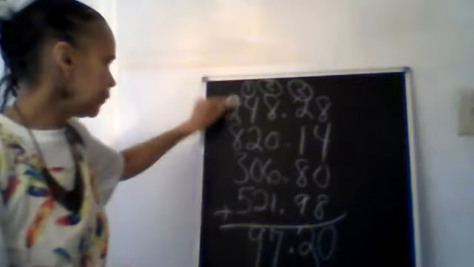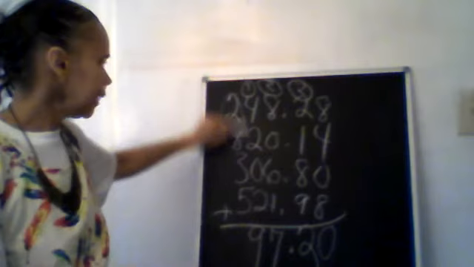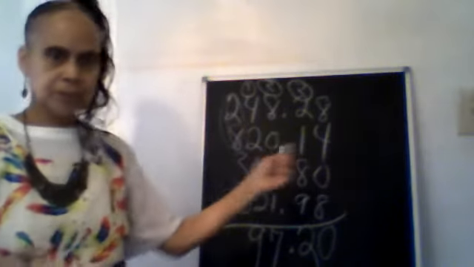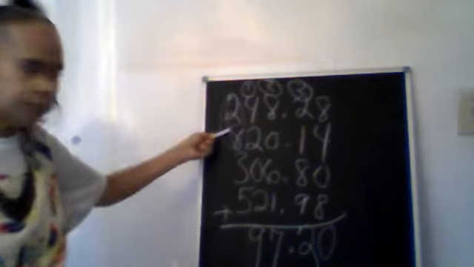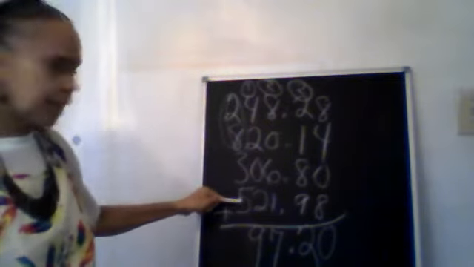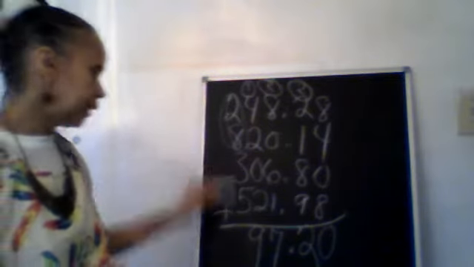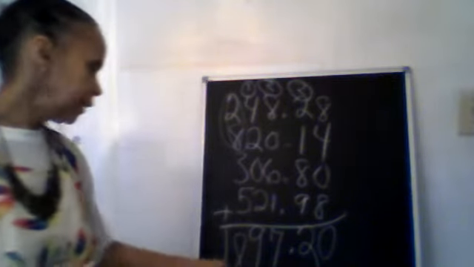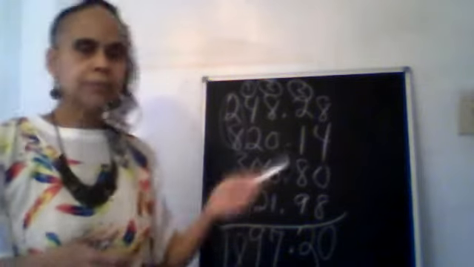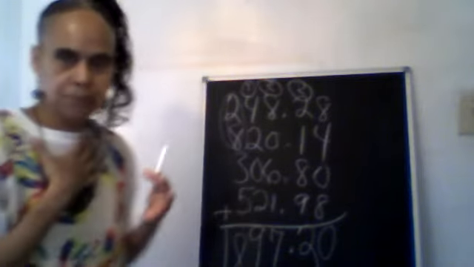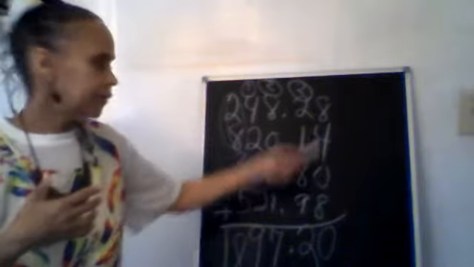Sometimes when you see it like this, it's easier to add, or you never can tell which way I'm going to add. So 8 and 2 makes 10, and then we say 5 is 15, plus 3 more is 18. And so the answer is 1,897.20.